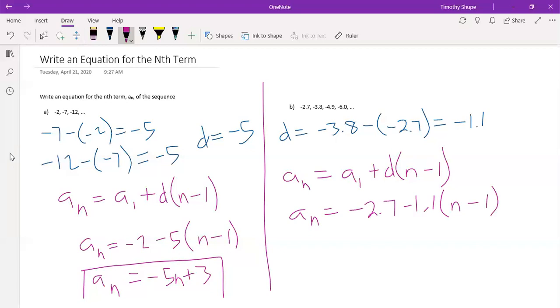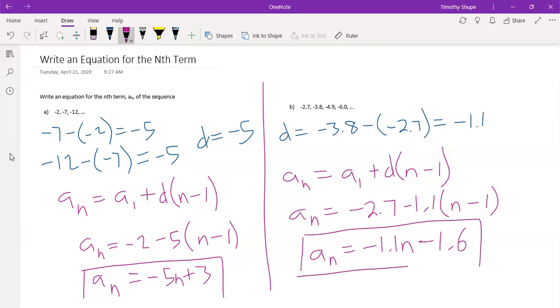And if I want to, I can simplify that down further and say an equals -1.1n, and then if I combine those like terms of the -2.7 and the positive 1.1 after I distribute that in, that's going to give me a -1.6 for that constant term. So then this would be the simplified version of my nth term.